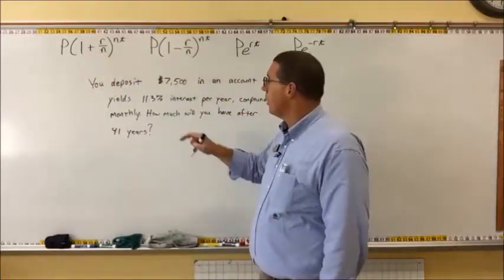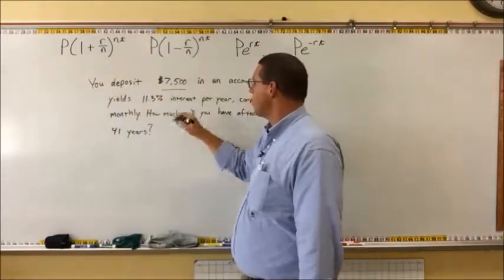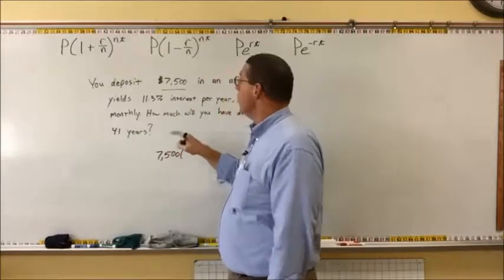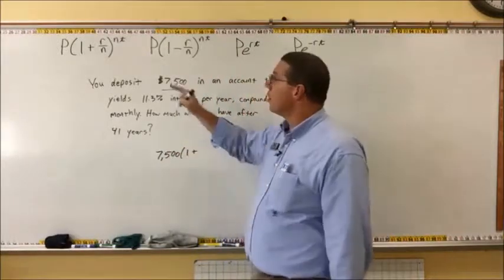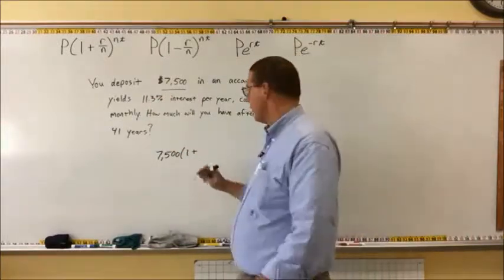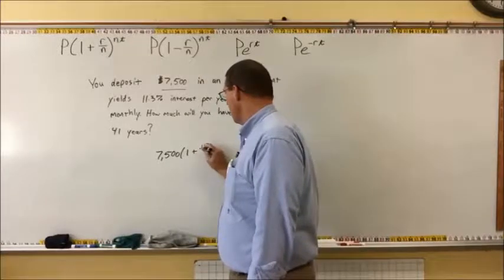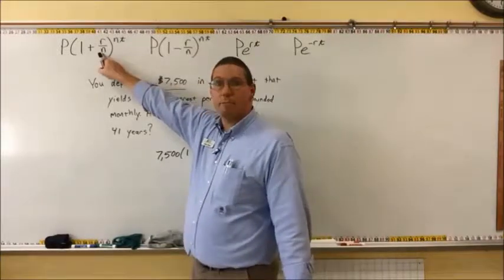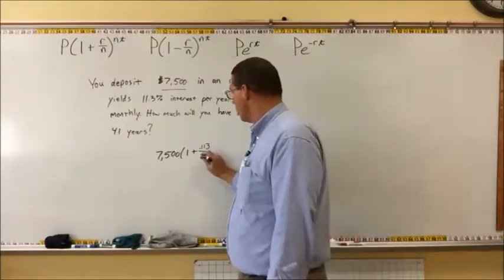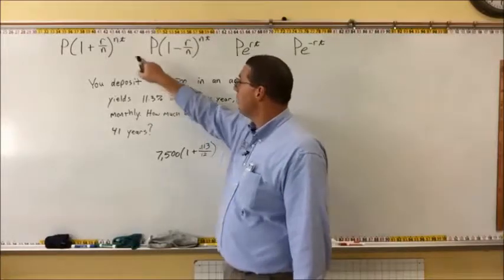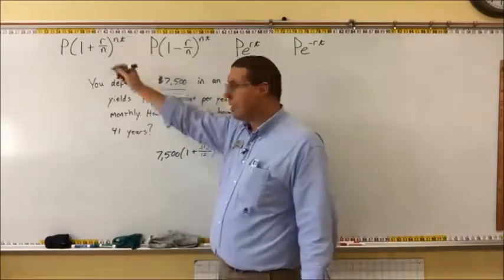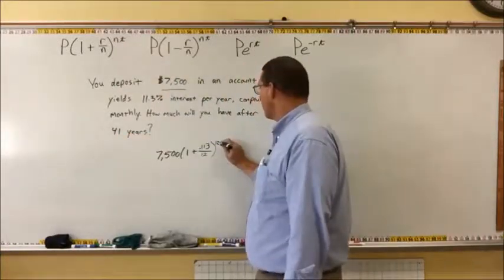So we're going to put in P, our starting value, which is 7,500. So we're going to put 7,500, parenthesis, right? 1 plus, R is the percentage rate, so 11.3%, that's 0.113, over N. How many times a year? Well, it's monthly. How many times does monthly happen in a year? 12 times. So divided by 12, to the power of N, which we just determined is 12, times T. How many years? After 41 years, times 41.